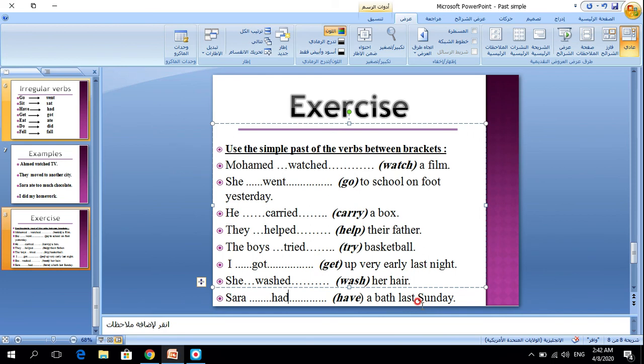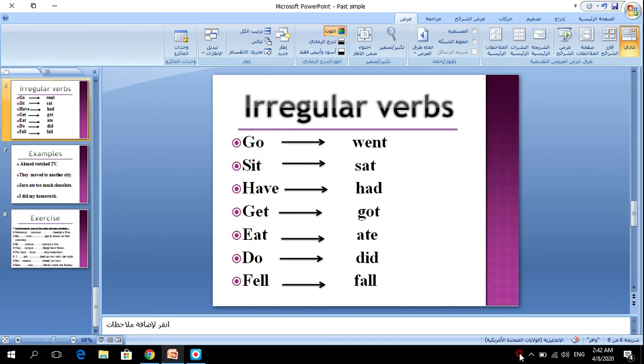This is the form of past simple, but only in affirmative form. Okay? You have to decide whether the verb is regular or irregular. If the verb is regular, you have to put d, ed, or ied. And if it is irregular, you have to put the verb like these verbs: go, went, sit, sat, have, had. Okay? This is the first lesson about past simple tense.